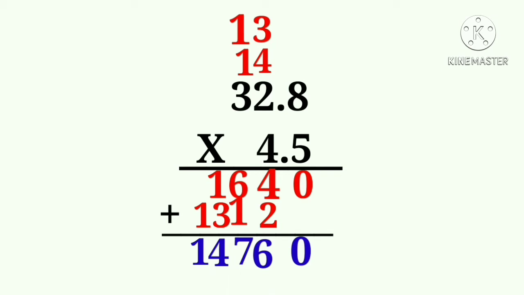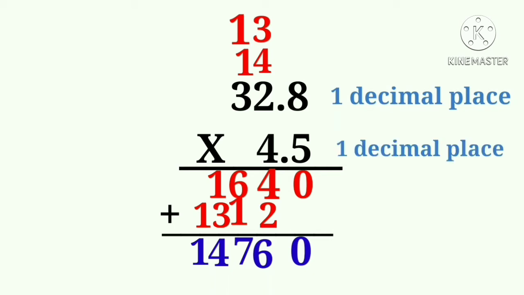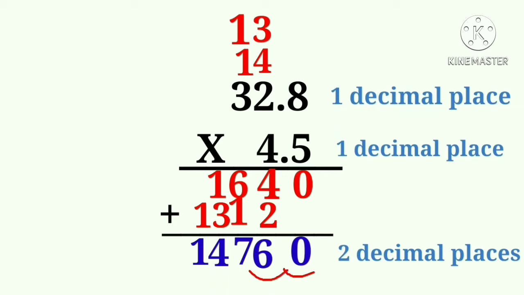The next step is count the decimal places of the factors. In 32 and 8/10, there is only one decimal place. In 4 and 5/10, there is also one decimal place. A total of 2 decimal places. Since we have 2 decimal places in the product, we are going to place the decimal point starting from the right of the last digit in the product. So we have now 1 and 2. So we're going to place the decimal point between 7 and 6.